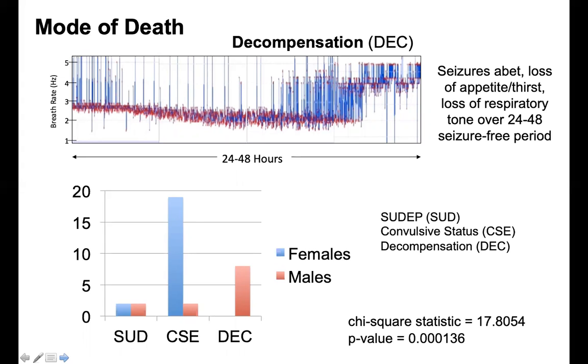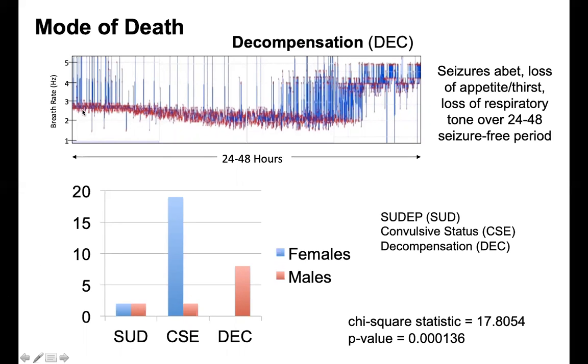And finally, we've discovered another mode of death that is almost entirely in males, we call decompensation. And basically, the males will have had a series of seizures, but then they have a couple of seizure-free days and slowly start to die. They lose their appetite and thirst, then the respiratory tone declines over a period of 24 to 48 hours.